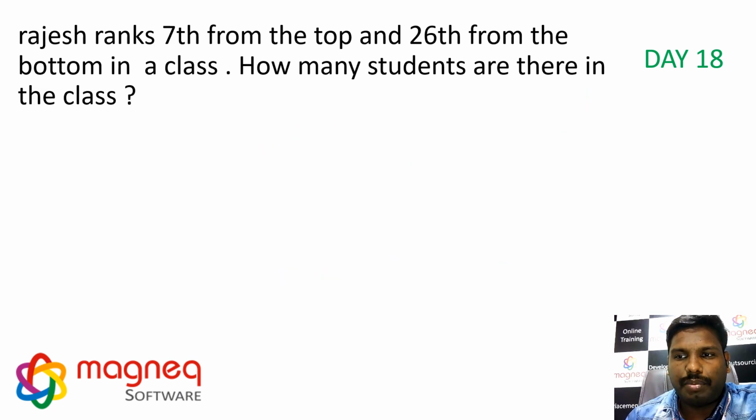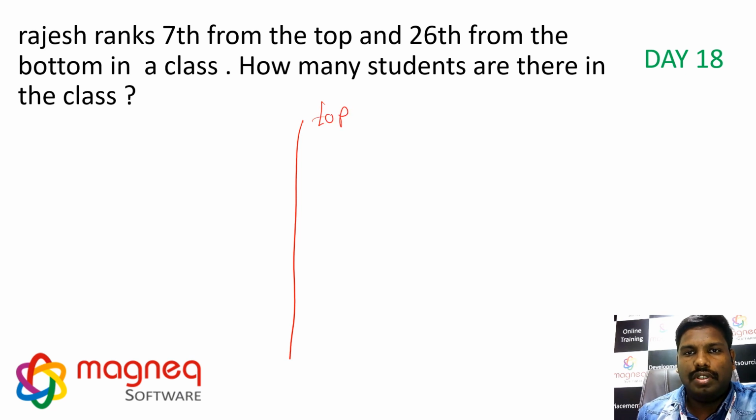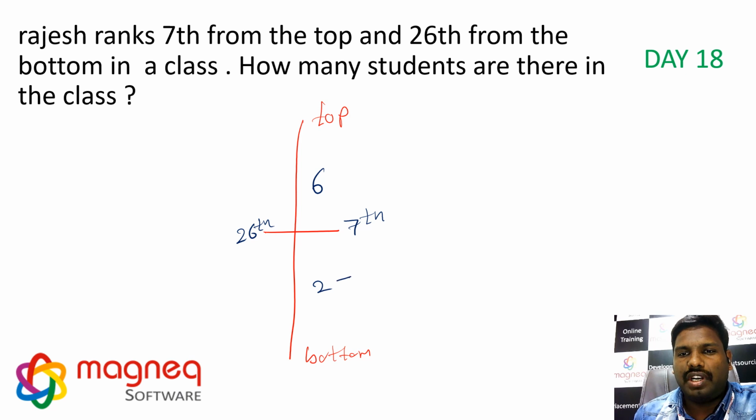Rajesh ranks 7th from top, 26th from bottom in a class. How many students are there in the class? Seventh from top means before 6 persons, and 26th from bottom means 25 persons. 6 plus Rajesh 1 plus 25 means total 32. So answer 32.